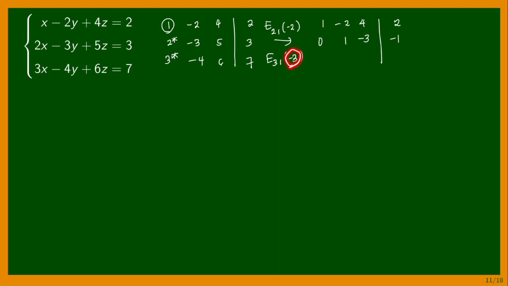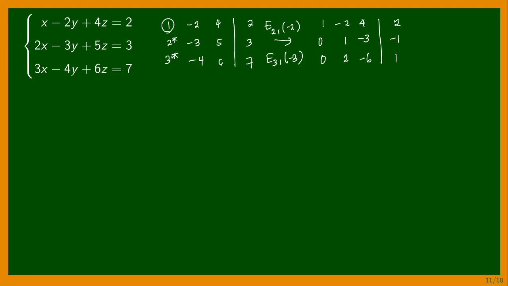Next, negative 3 times 1 plus 3, of course, that's 0. That's the goal. Then, again, negative 3 times negative 2, that's 6, minus 4, that's 2. Next, negative 3 times 4 is negative 12 plus 6, that's negative 6. Next, negative 3 times 2 is negative 6 plus 7 is a 1.